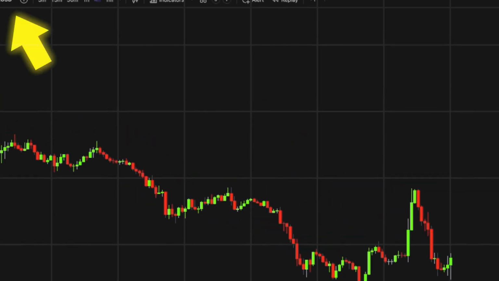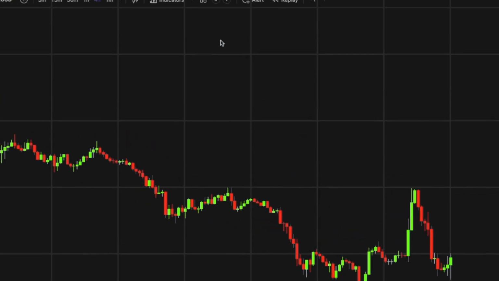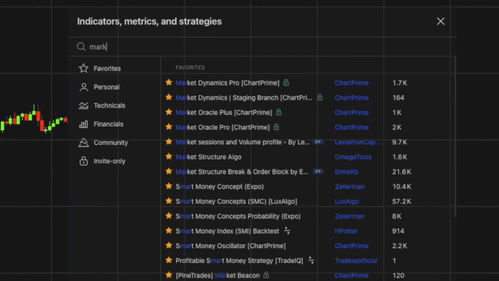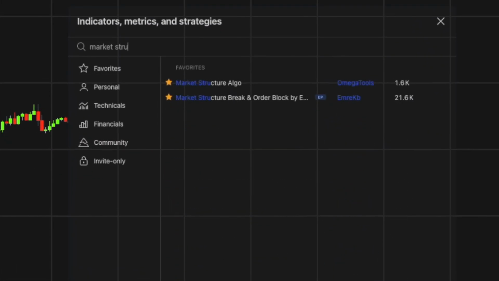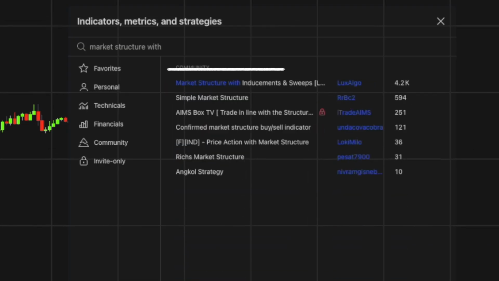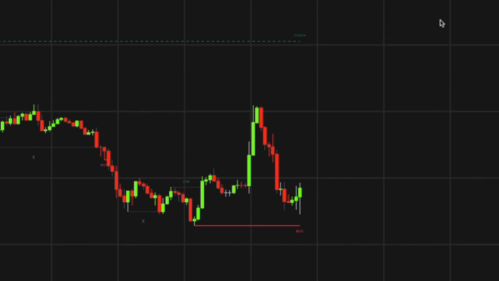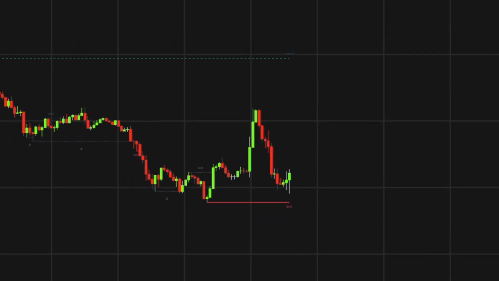I've selected the Solana price chart as an example, however these strategies work on other assets too. Next, I'm heading straight to the search bar to find the indicator for the first strategy, Market Structure with Inducements and Sweeps by LuxAlgo. Select this tool right here. Before we proceed to building the strategy, let's quickly learn how this smart indicator works.